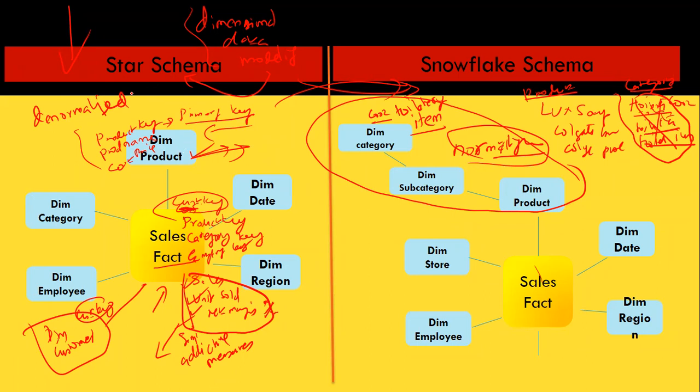The star schema is nothing but dimensional data modeling. Snowflake is also dimensional data modeling. But in the star schema, we are denormalizing the tables. We are not normalizing them like we do in the snowflake schema. Hope you understood very clearly the difference between star schema and snowflake schema.